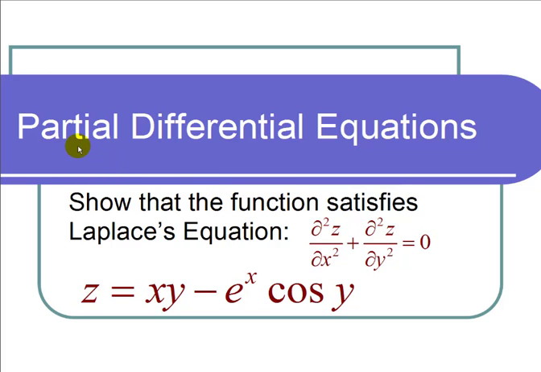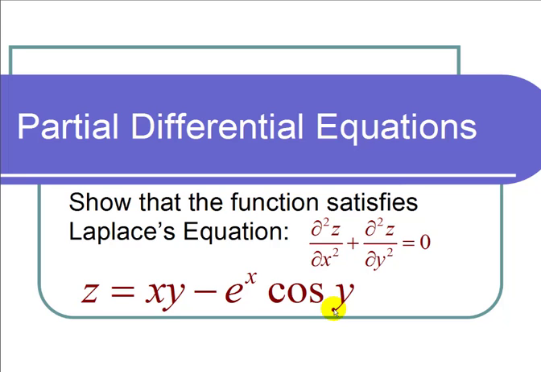This is a video on partial differential equations. The question states, show that the function satisfies Laplace's equation, del squared z over del x squared plus del squared z over del y squared is equal to 0. And we have z equals xy minus e to the x cosine of y.